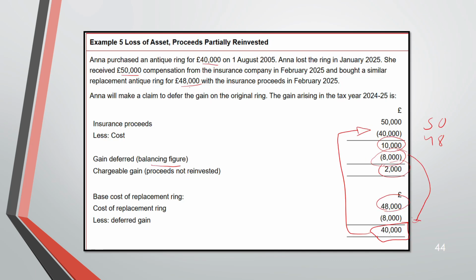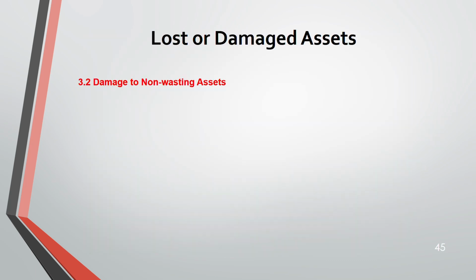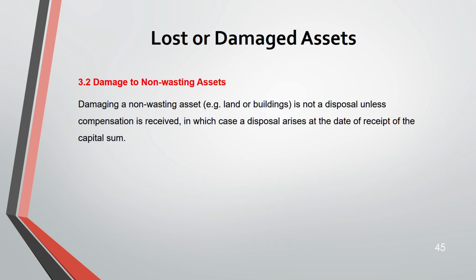Now, damage to your non-wasting asset. The next part. First, it was loss or destruction, now damage. If your non-wasting asset is damaged, it's not a disposal unless you are receiving compensation. You have to receive compensation for it to be treated as a disposal. In which case a disposal arises at the date of receipt of the insurance.